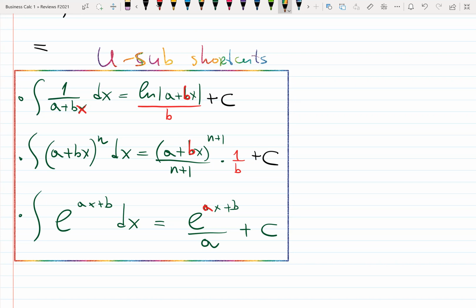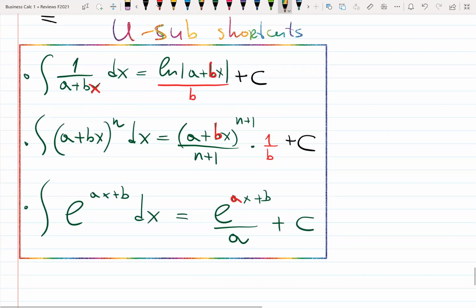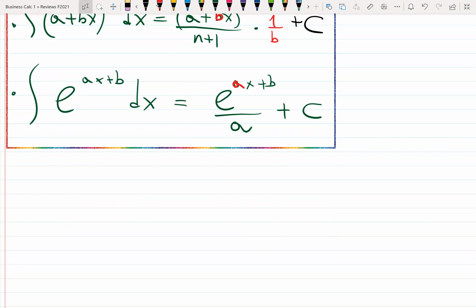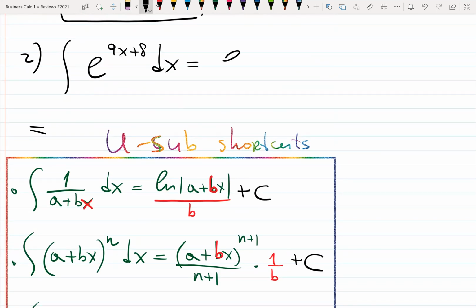Not all instructors teach them, which is kind of upsetting because for an exam, it's priceless. It saves lots of time. Remember, you can always check your answer by differentiating the result, and it should give you the original function. If it doesn't, then you messed up. So this example: copy e to the 9x plus 8, divide by 9, plus c. Done.